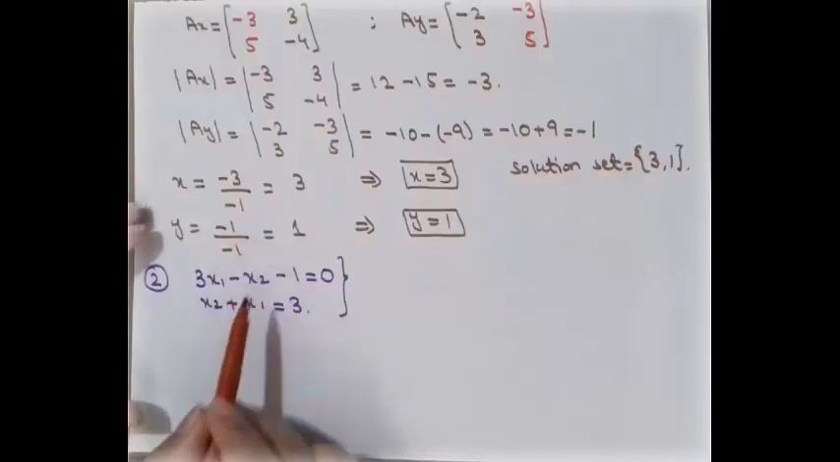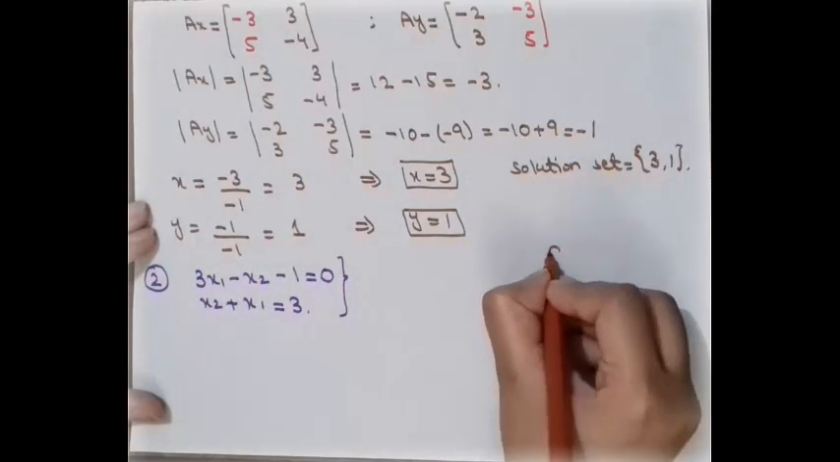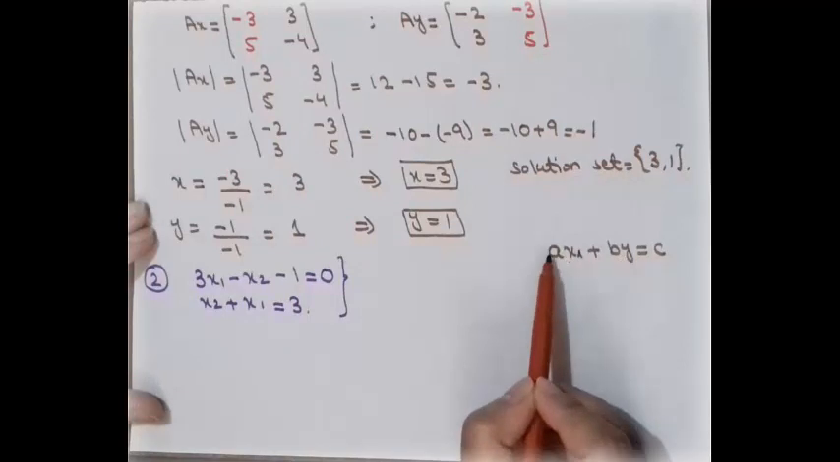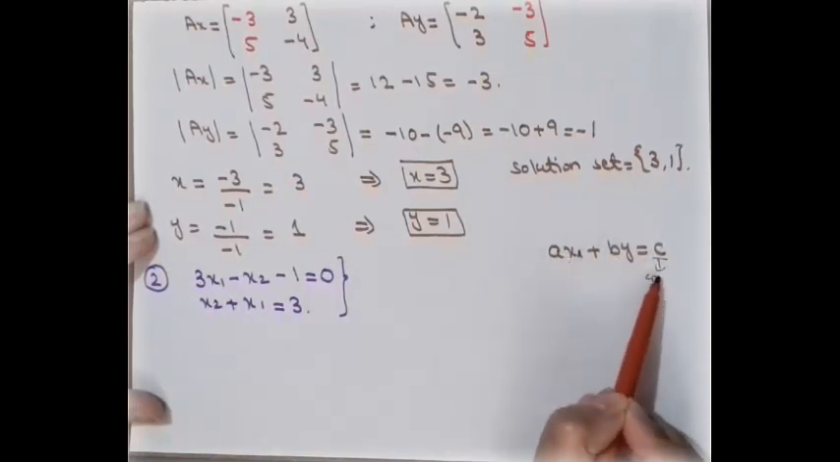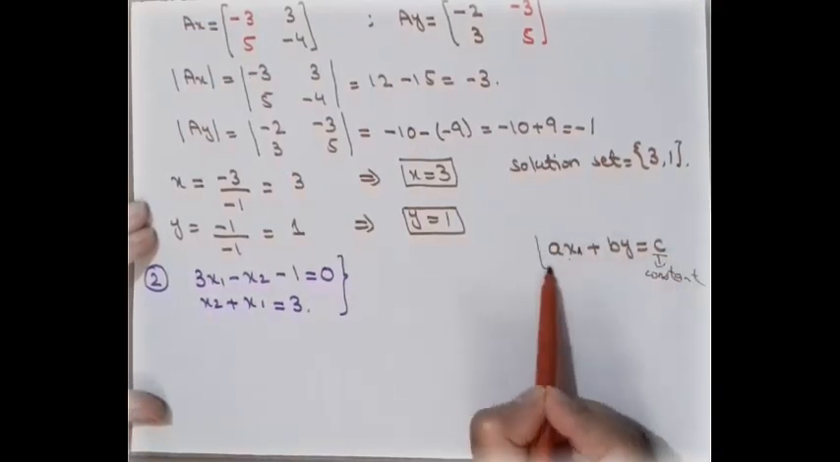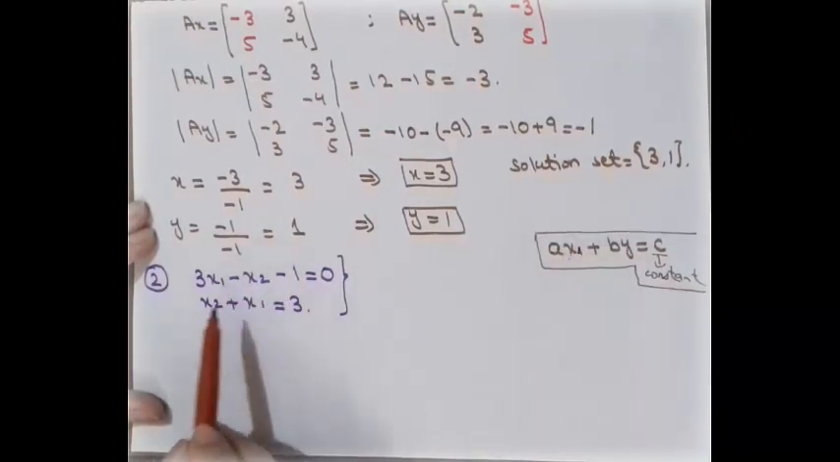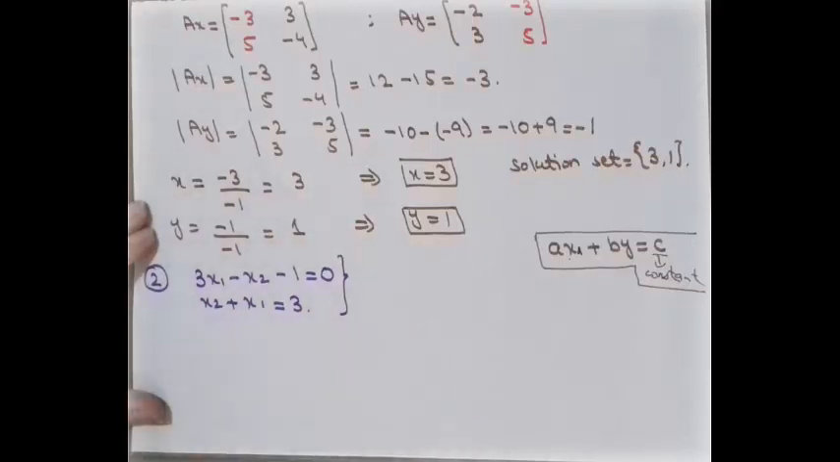In this example, we have two linear equations, but these two equations are not in the general form of the linear equation. As the general form says, x and y are the unknown variables, a and b are the coefficients of x and y, and c is a constant term. So basically this is the standard form of the linear equation. These two equations are not in the general form, so we cannot write them in matrix form.